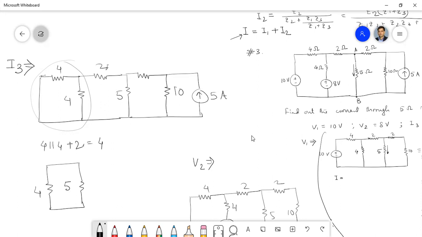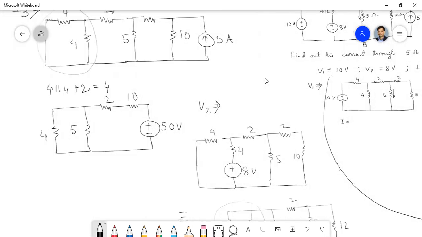And on this side you have 10 into 5, that is 50, in series with 10. Source transformation we have done here. So this is 50 volt in series with 10. Now can you calculate the current?